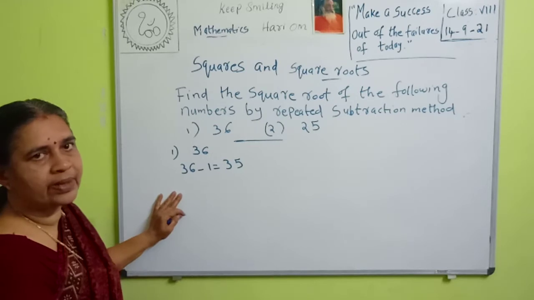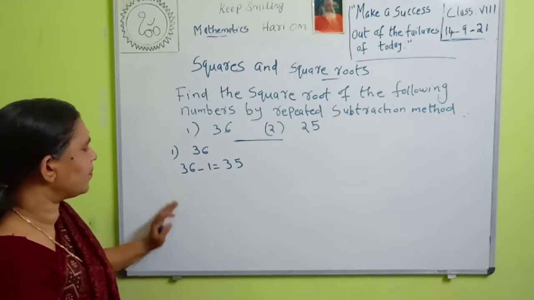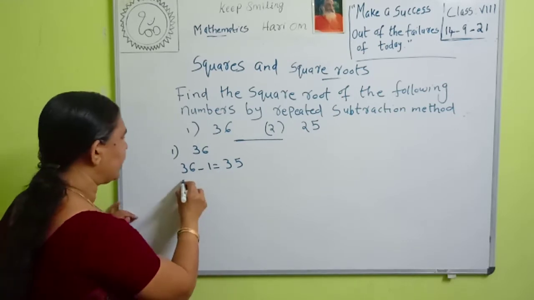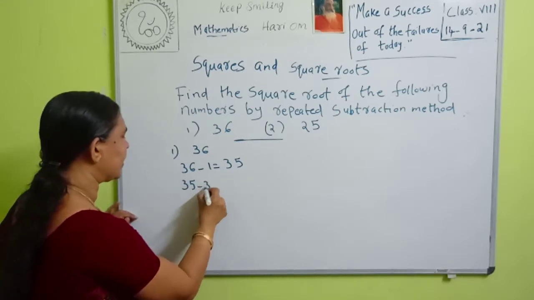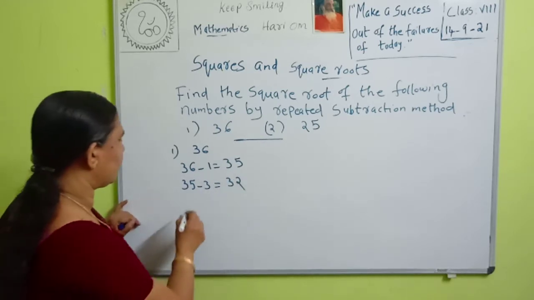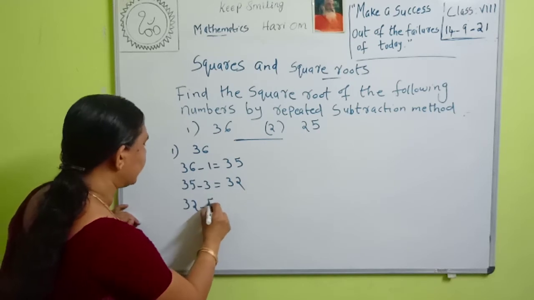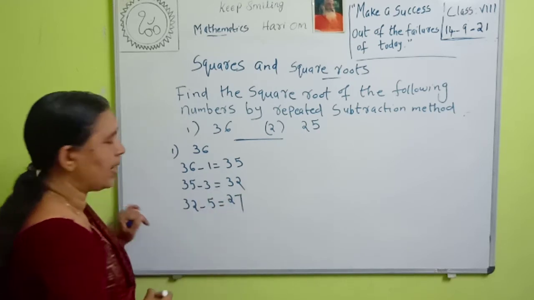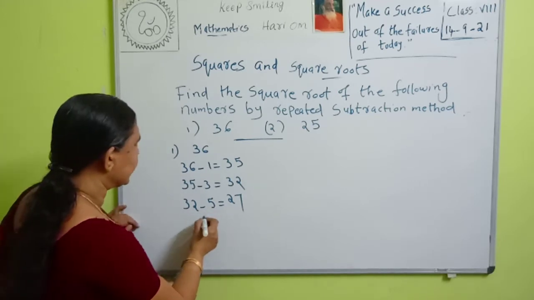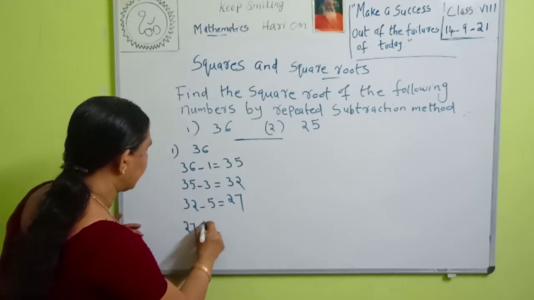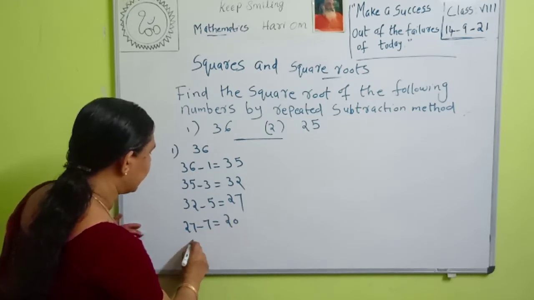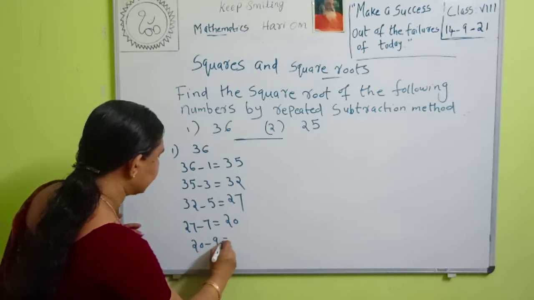Then we subtract. What is the next odd number? Next odd number is 3. Then 35 minus 3 is equal to 32. Then the next odd number is 5. 32 minus 5 is 27. Then what is the next odd number? Next odd number is 7. Then 27 minus 7 is 20. Then next, 9. 20 minus 9 is 11.